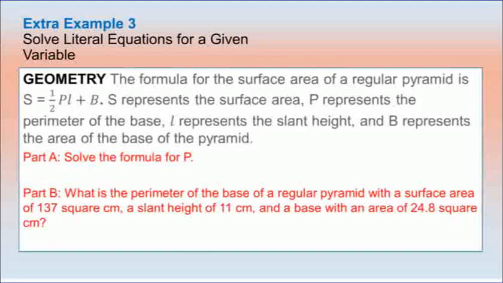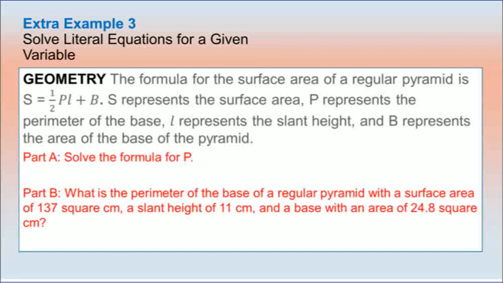Next, the formula for the surface area of a regular pyramid is S equals one half times P L plus B, where S represents the surface area, P represents the perimeter of the base, L represents the slant height, and B represents the area of the base of the pyramid. Solve the formula for P, and then we're going to use that to answer part B.